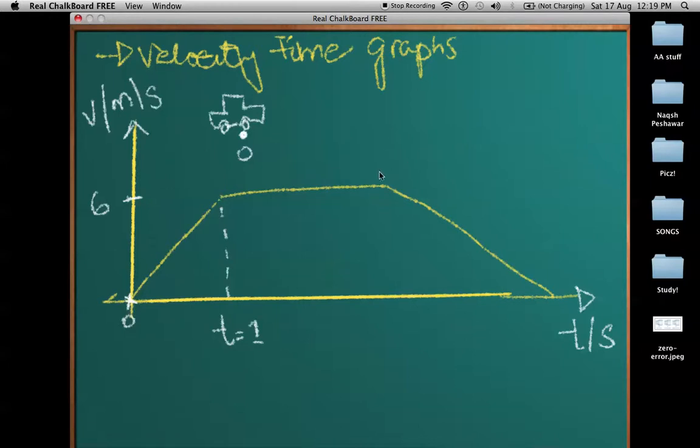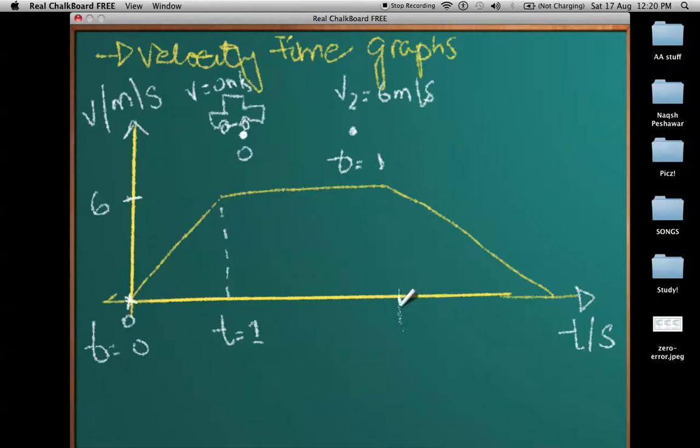It might be confusing right now, but just make sure you know what this quantity represents. So here it represents 0 meters per second at the beginning. At time t equals 0, the velocity of this car is 0 meters per second. However, at some time t equals 1, the car attains a velocity of 6 meters per second.